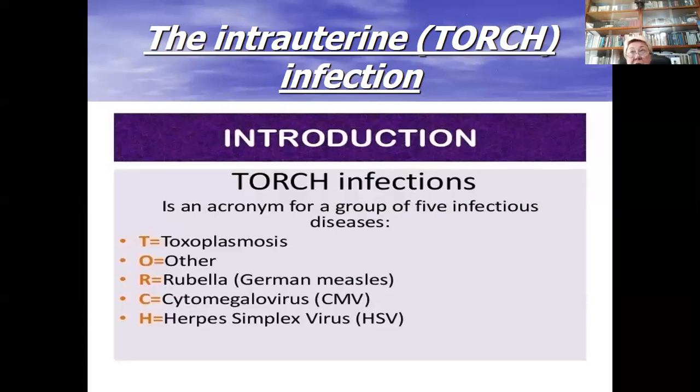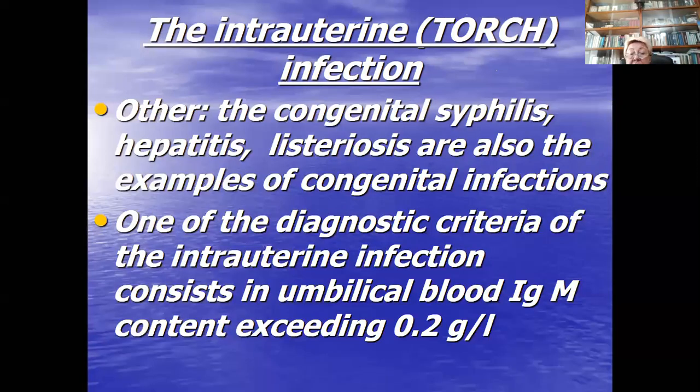And infections. They can be congenital infections and acquired. The group of congenital infections or intrauterine infections we call TORCH infections. T, Toxoplasmosis, R, Rubella, C, Cytomegalovirus, H, Herpes simplex, and O, Others. Others can be congenital syphilis, hepatitis, listeriosis, and others. All of them are examples of congenital infections. And one of the diagnostic criteria of intrauterine infections is umbilical blood immunoglobulin M content exceeding 0.2 gram per liter.